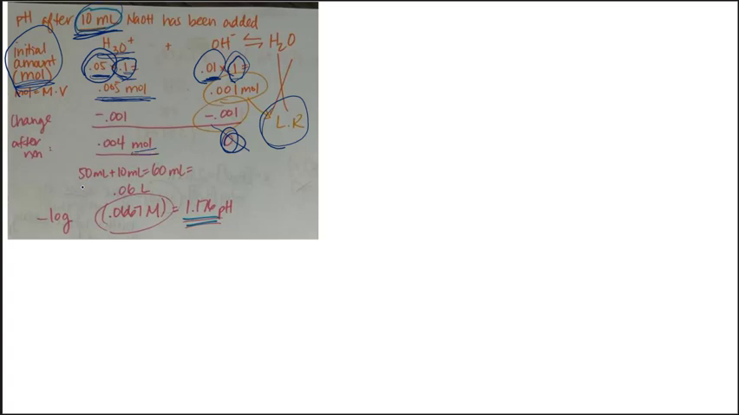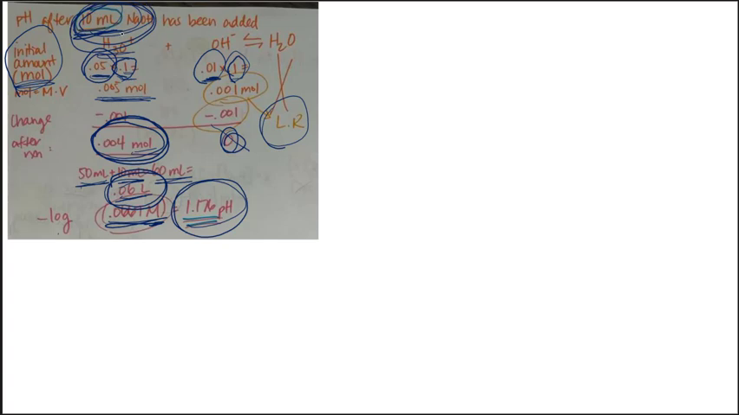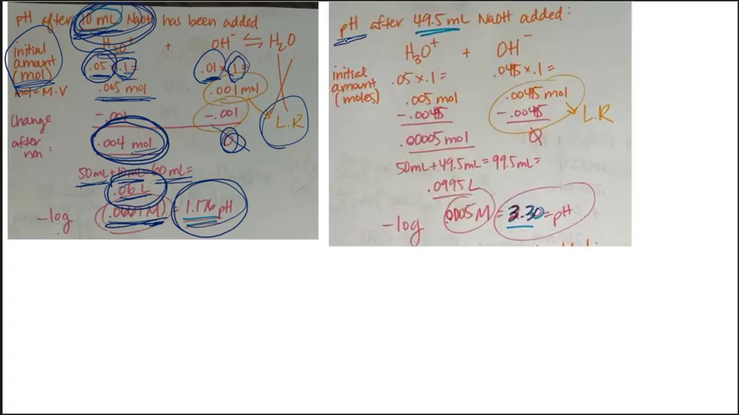Divided by my total volume, I had 50 milliliters of HCl, 10 milliliters of NaOH, so 60 milliliters total, which is 0.06 liters. So 0.004 moles divided by 0.06 liters gives me a concentration of 0.0667. The negative log of that gives me a pH of 1.176 when 10 milliliters of NaOH has been added. Let's look at what our pH is after 49.5 milliliters of sodium hydroxide has been added.